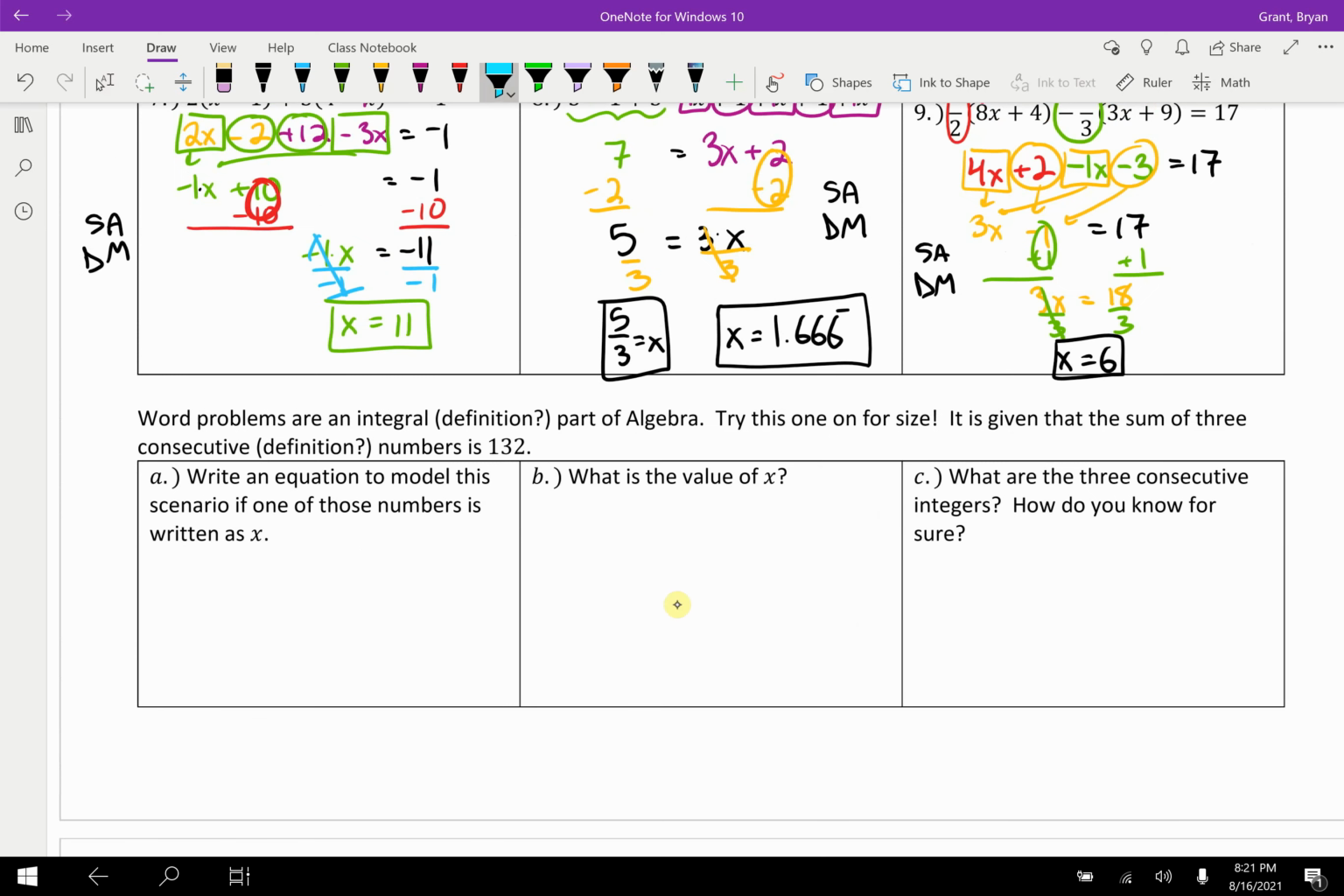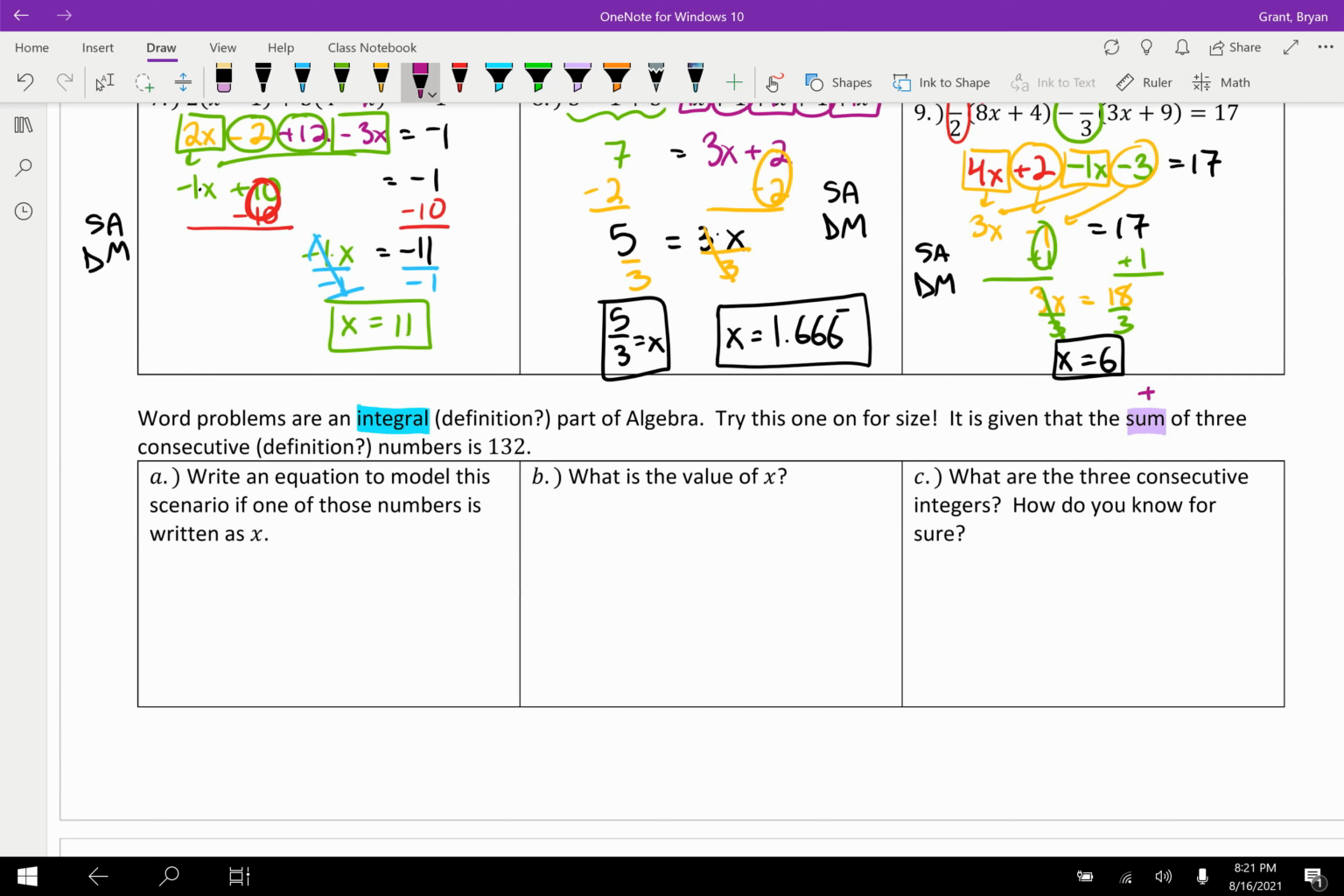Word problems are an integral part of algebra. What does it mean if something's an integral part? It's an extremely important integrated part of algebra. It's locked in there. You can't do algebra without doing word problems. So let's look at the problem. It is given that the sum, what does it mean if you sum up numbers? And you add them, don't you?